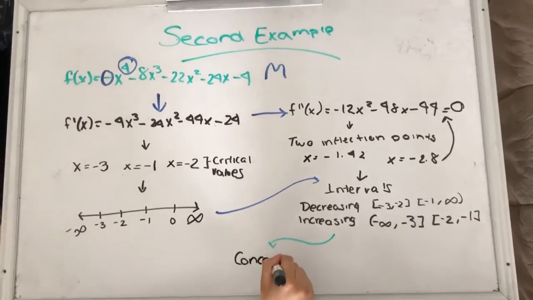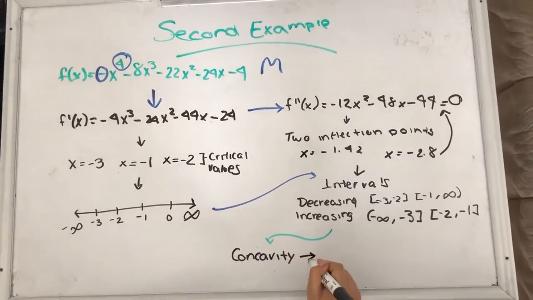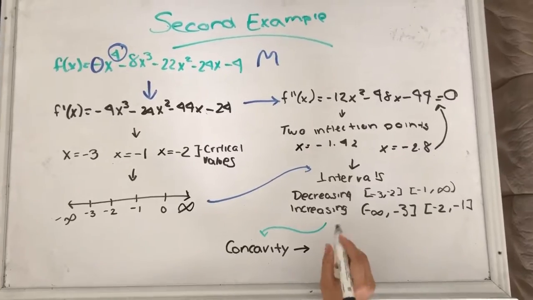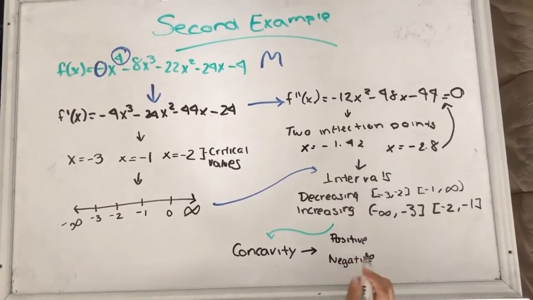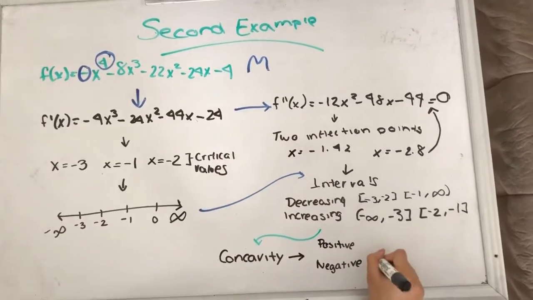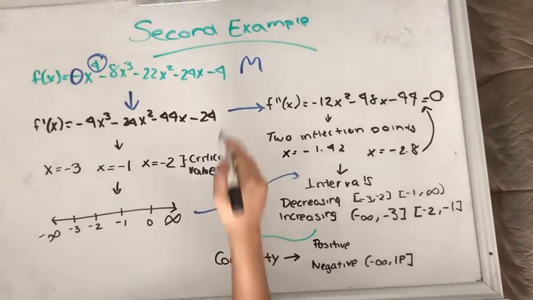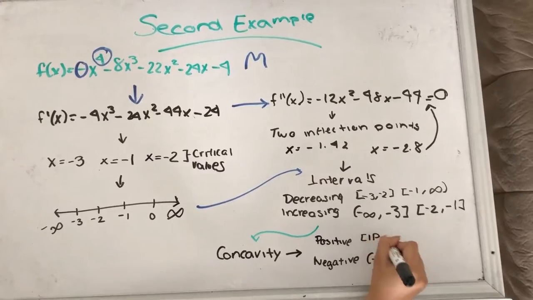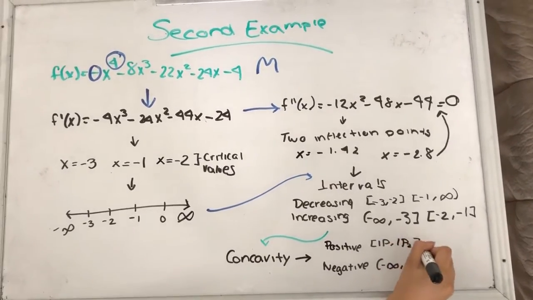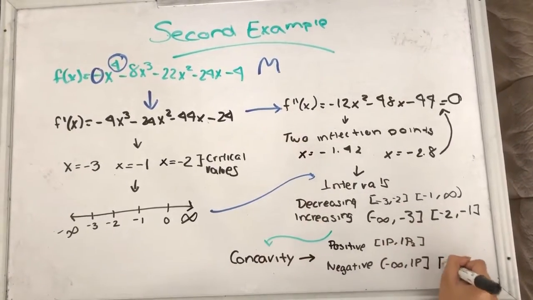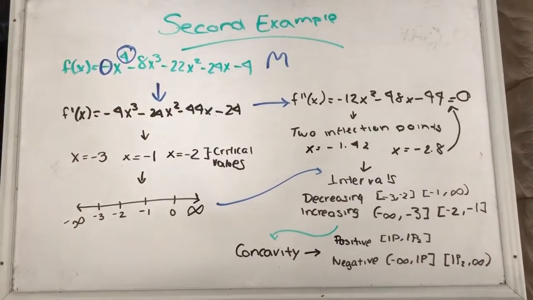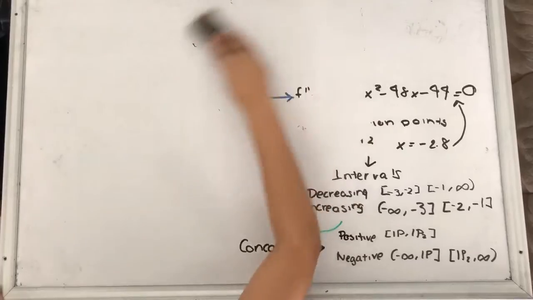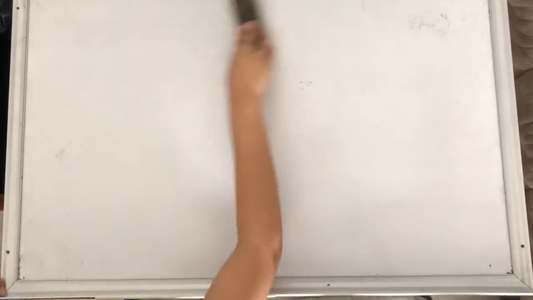Then we see how the concavities are, whether positive or negative. The negative first will be from negative infinity until the first inflection point, and then from the first inflection point to the second inflection point. Then we have the second inflection point to positive infinity. In this case, it will be negative.